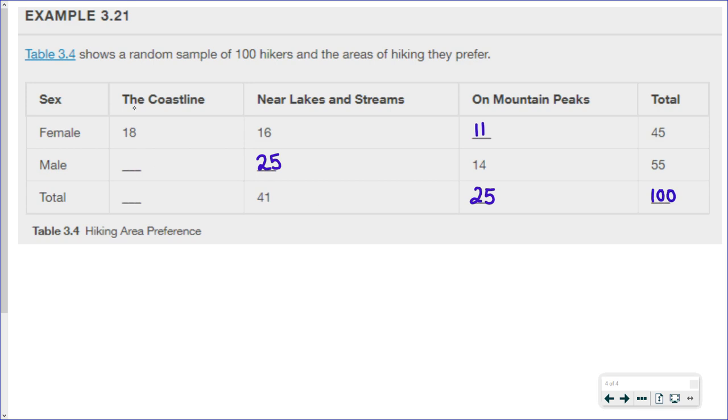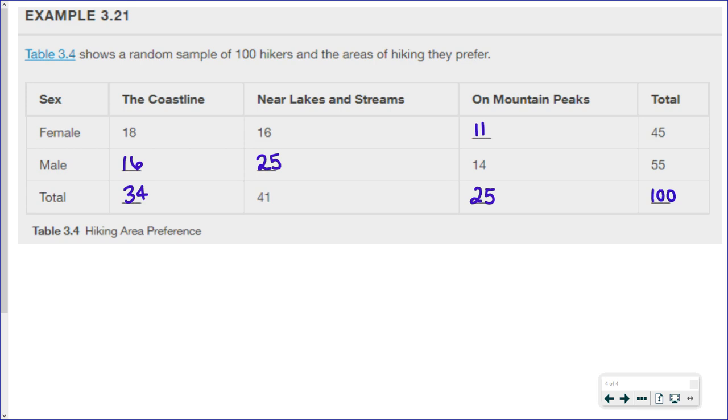Let's find the males for the coastline. The males for the coastline is going to be a number where we take 55, subtract 14, and subtract 25. This gives us the remainder of 16. The last blank here is the total of these two numbers, so 18 plus 16, which is 34. And just to make sure my numbers are all correct, each one of these rows should add up to the total. So you could always add them up and check that it equals that total.